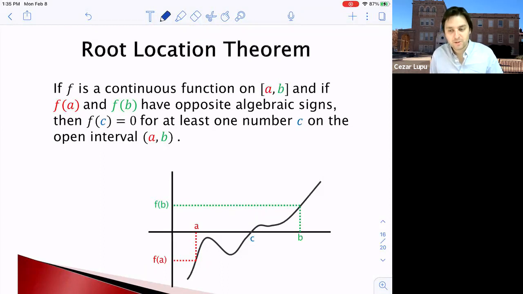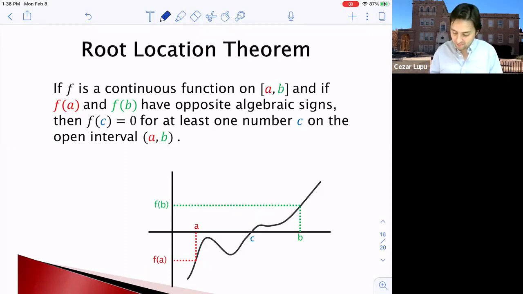So I would like you to look at this. If f is a continuous function on a closed interval [a, b], and if f of a and f of b have opposite algebraic signs, then f of c is 0 for at least one number c on the open interval (a, b). Wow. In other words, a continuous function that goes from negative to positive has to go through 0.